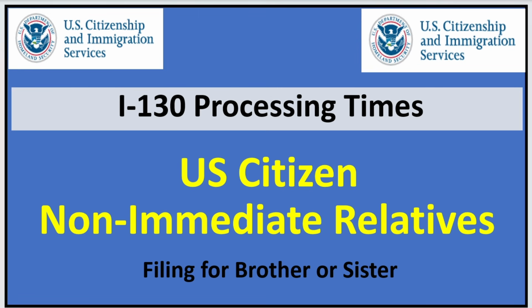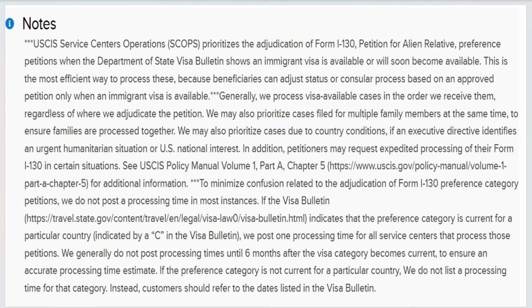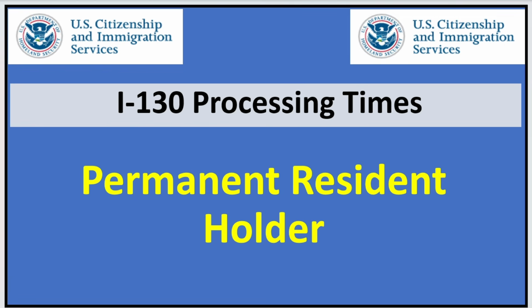So for a U.S. citizen filing for a brother or sister, same way, they do not provide processing times anymore because the USCIS and the U.S. Department of State do not give the processing times until the visa is available. This is the note. Just go read about it.